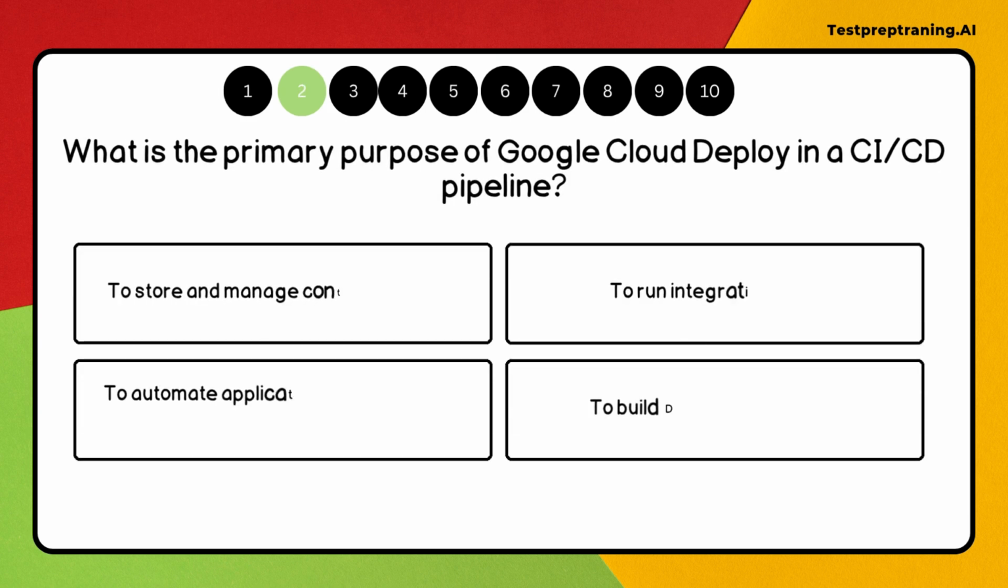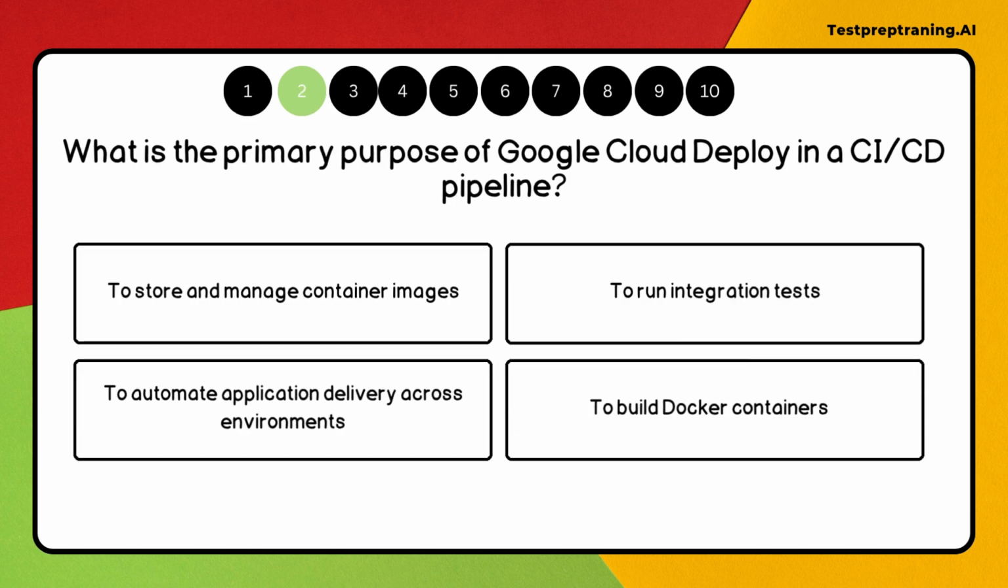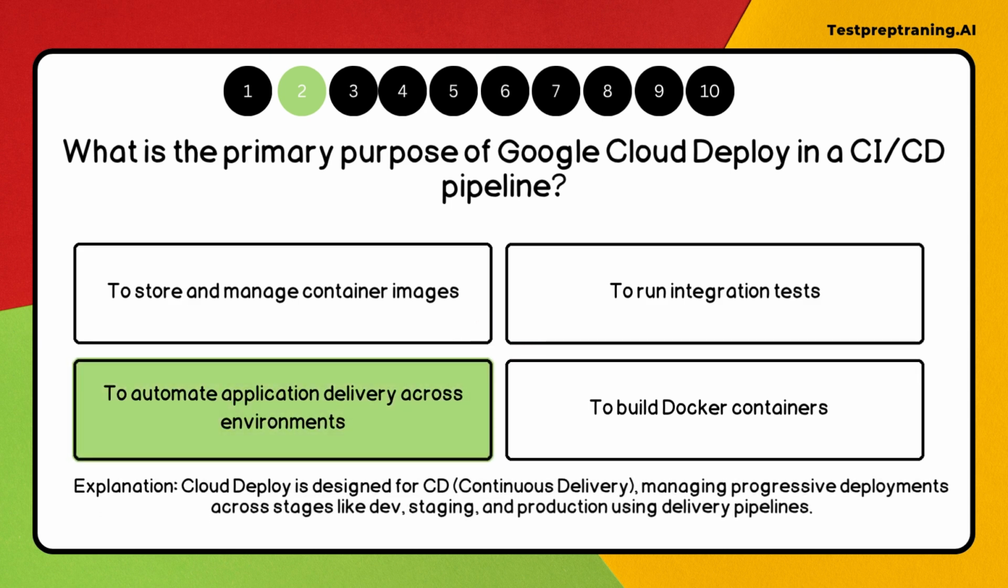Question 2. What is the primary purpose of Google Cloud Deploy in a CI/CD pipeline? Correct answer is to automate application delivery across environments, as Cloud Deploy is designed for CD, continuous delivery, managing progressive deployments across stages like dev, staging, and production using delivery pipelines.